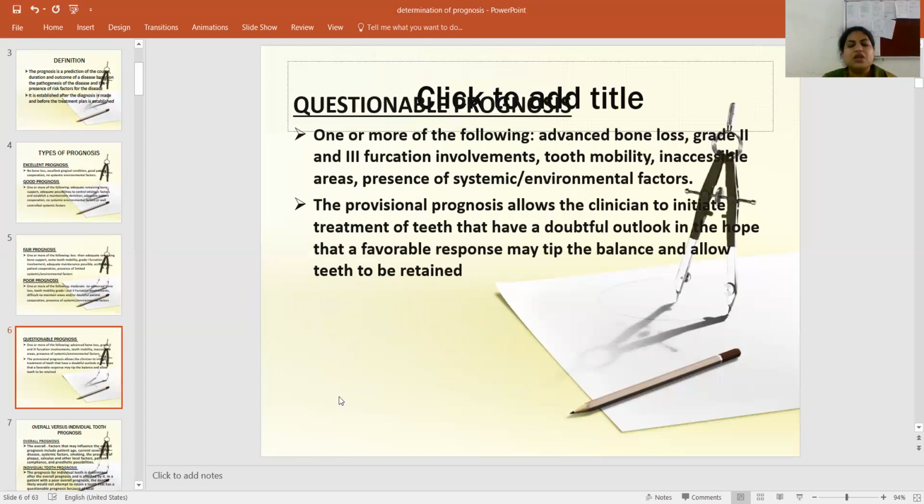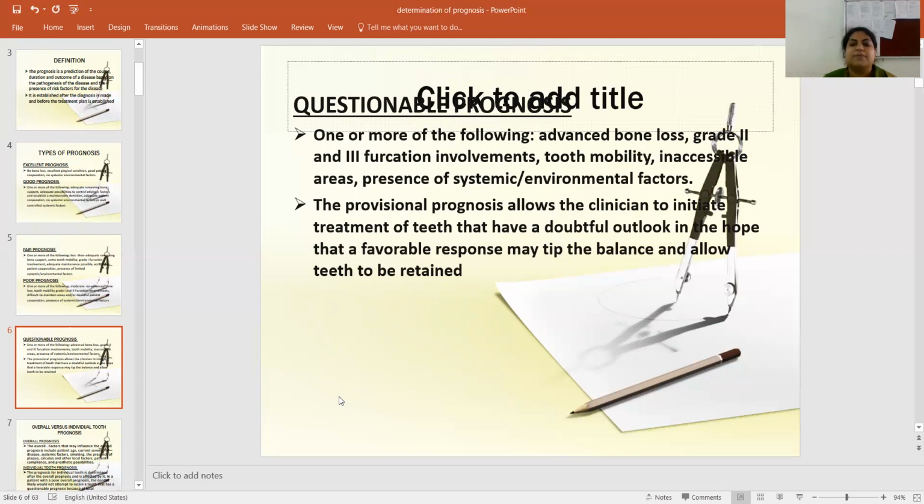So questionable prognosis. What do you understand by questionable prognosis? There will be bone loss, there will be more than grade 2 furcation involvement, like grade 3, grade 4 furcation involvement, there will be tooth mobility, and there are a lot of inaccessible areas which cannot be reached by the normal cleansing mechanism, and the presence of systemic and environmental factors.